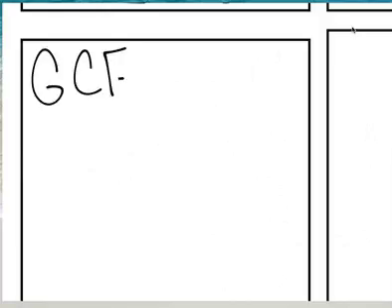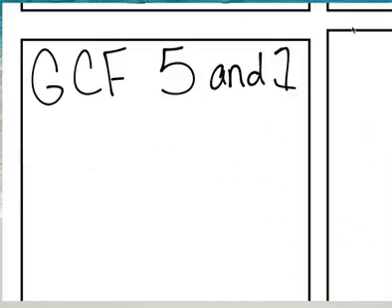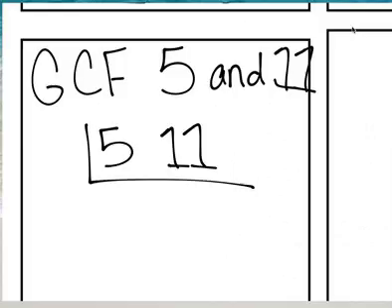Let's say you were asked to find the greatest common factor of 5 and 11. Let's set those numbers up in our birthday cake. Draw your upside down division sign, and now ask yourself, what can you divide into 5 and 11? You might have trouble finding a common factor, and that's okay, because in this case, there's actually only one factor they have in common. Can you guess which one it is? That's right, the only common factor that 5 and 11 have is the number 1.